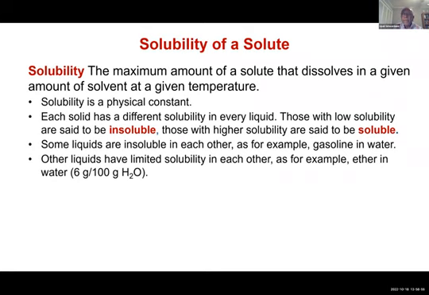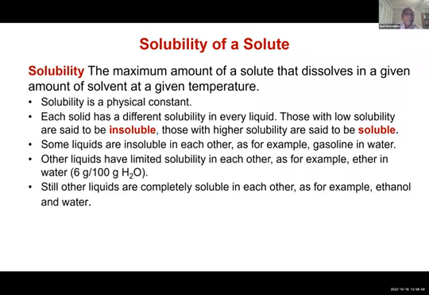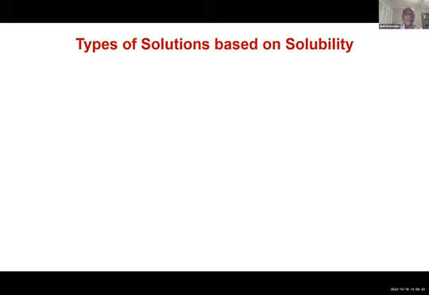Some are miscible in any proportion. Still, other liquids are completely soluble in each other. For example, alcohol and water, ethanol, the drinking alcohol, and water never separate out, they mix in any proportion. They are completely miscible or soluble. Now we are going to look into details of solubility.